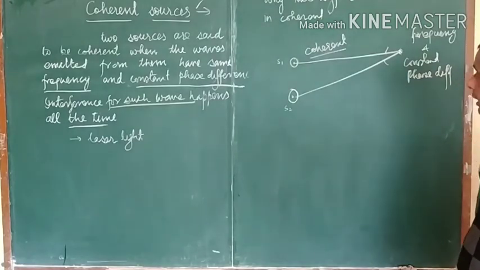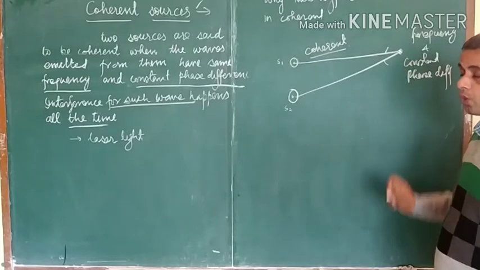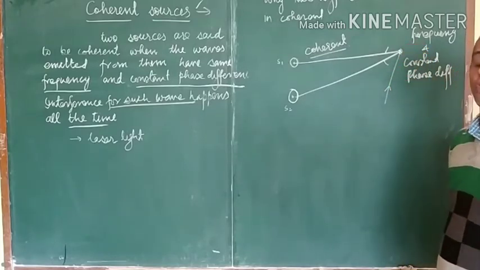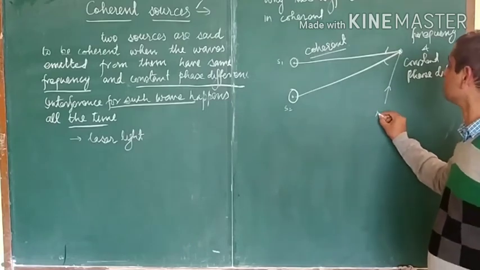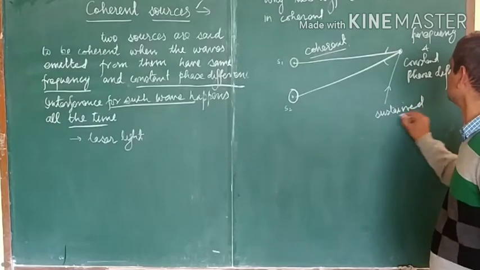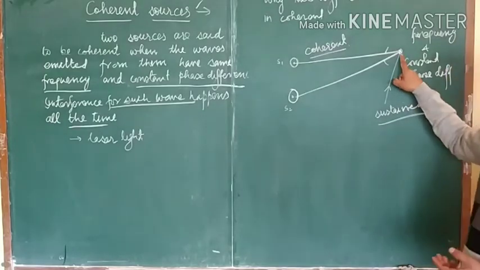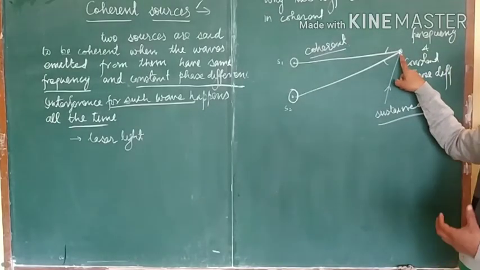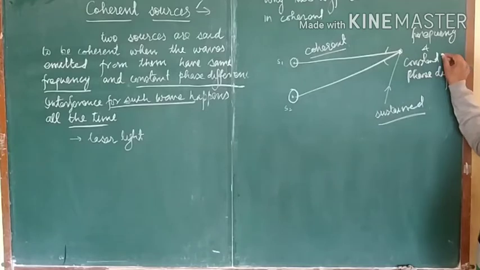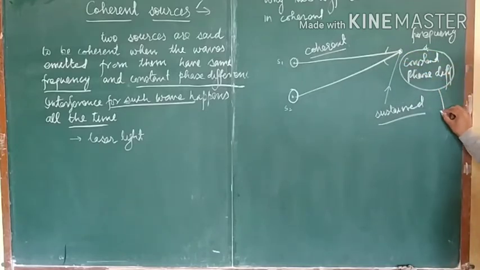Now, if your sources are coherent, then whatever interference pattern we obtain will be a sustained one. Light intercepted by this object will not change its frequency and phase difference. Phase difference, if you see, is basically related to the path difference.